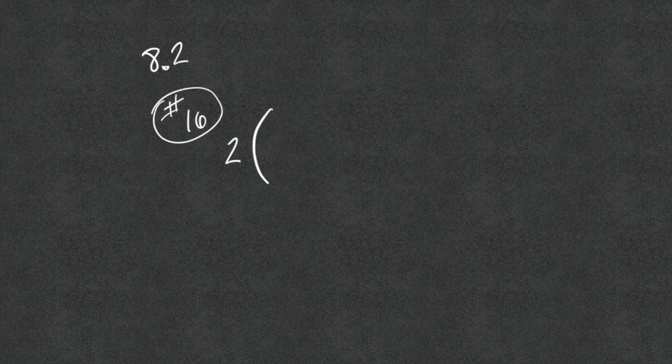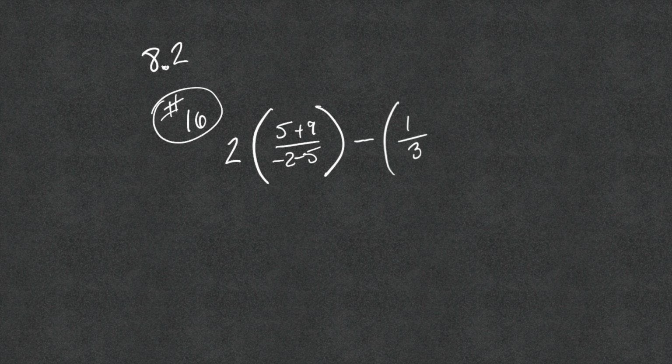Get my pen working. 5 plus 9 over negative 2 minus 5. And we're going to subtract 1/3 from that. But not just 1/3, it is being multiplied by 14 minus 2. Look at all these parentheses, isn't it exciting? Okay, so let's deal with what's inside the parentheses first.